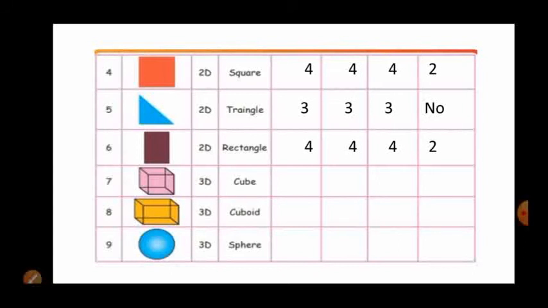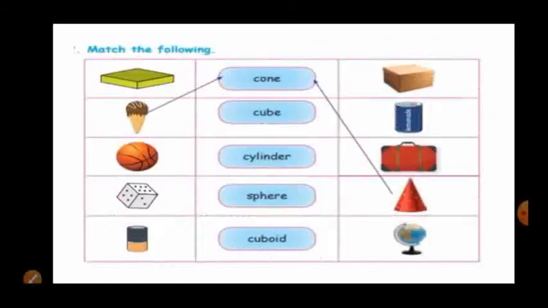The next one, cube, which is a 3D shape. It has 6 faces, 12 edges and 8 corners, and it has diagonals. The next one, cuboid, which has 6 faces and also 12 edges and 8 corners, and it has diagonals. Then the last shape is sphere, which is a 3D shape. It has no diagonals, no sides, no corners and no edges.